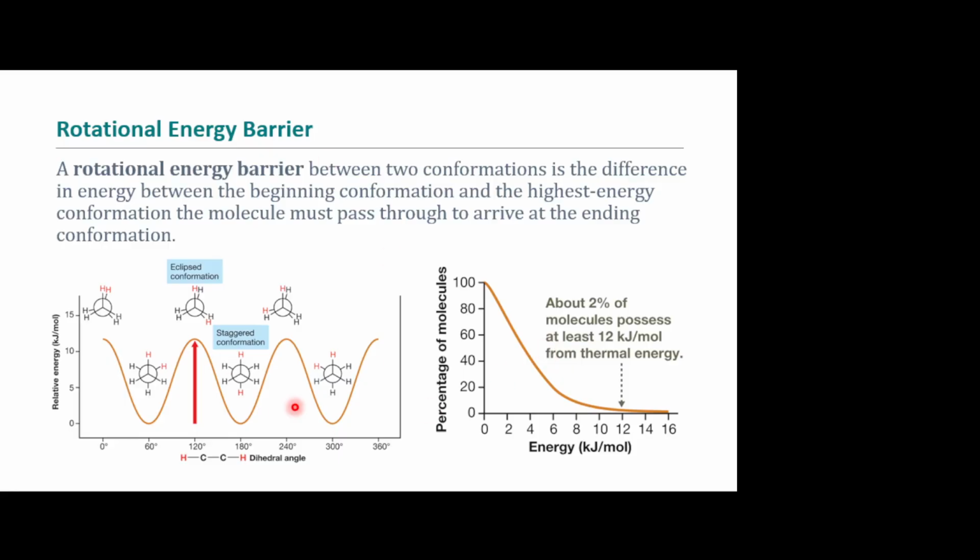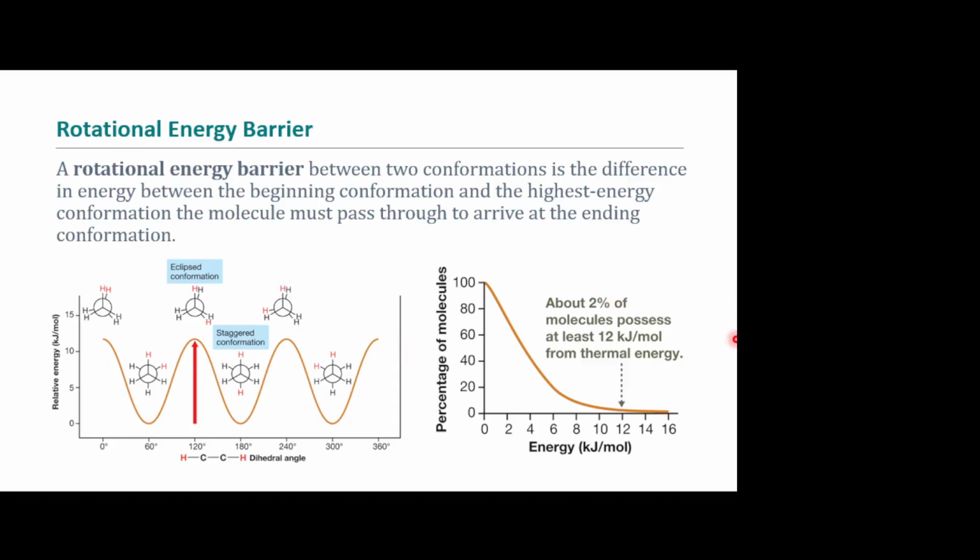This is called the rotational energy barrier. It's going to be between two conformations. It's the difference in energy between the beginning conformation and the highest energy conformation the molecule must pass through to arrive at the ending. So right here, they're all the same energies, because they're all hydrogens. And these right here are the rotational energy barriers. We have to overcome those barriers every time to get to the stable configurations.